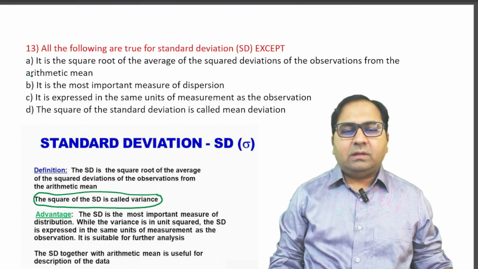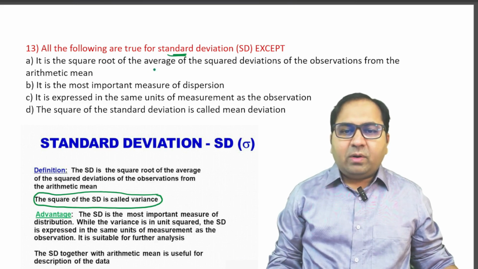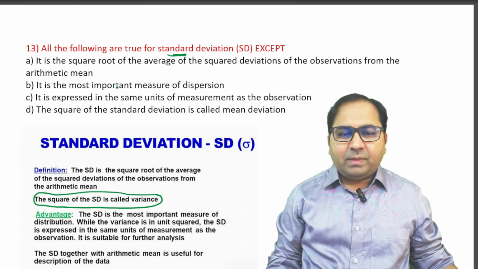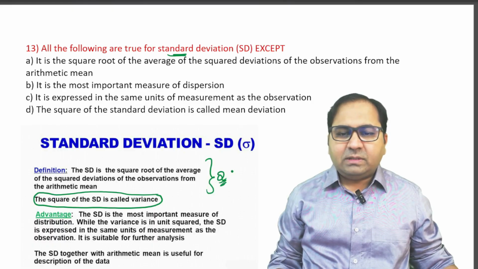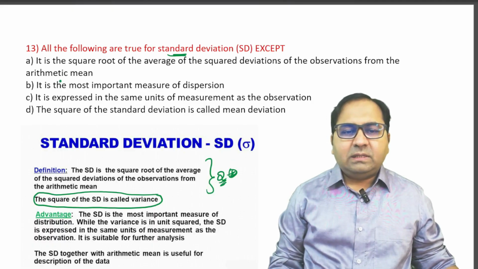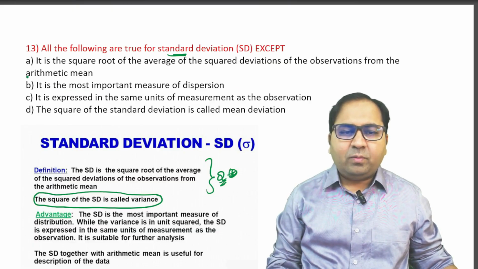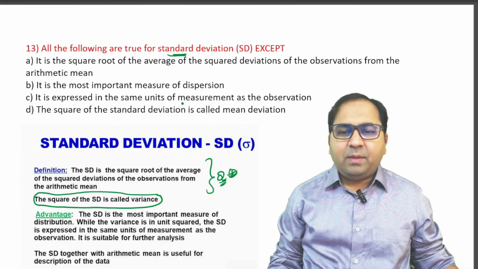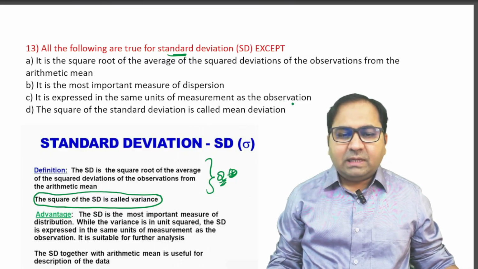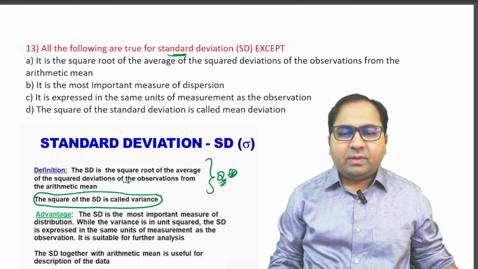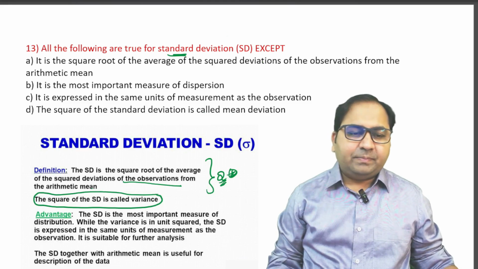Let us see the other statements. Standard deviation is the square root of the average of the squared deviations of the observations from the arithmetic mean. Yes, that is the definition of the standard deviation. Next, it is the most important measure of dispersion. Yes, we know. Third, it is expressed in the same units of measurement as the observation. Yes, even this is a correct statement. So the fourth option is the answer for our question.